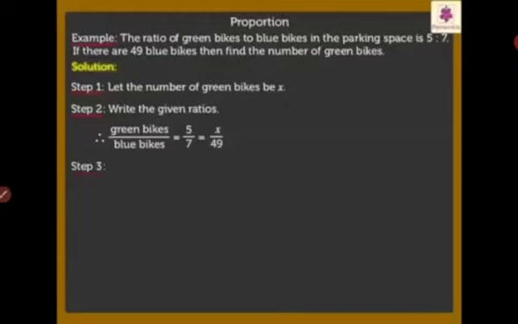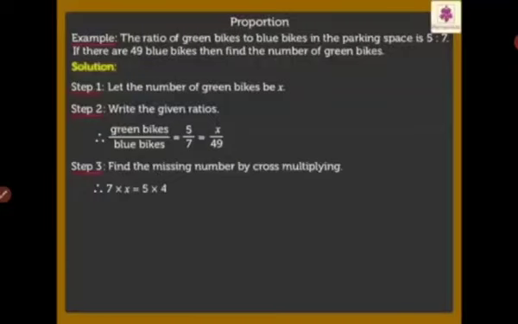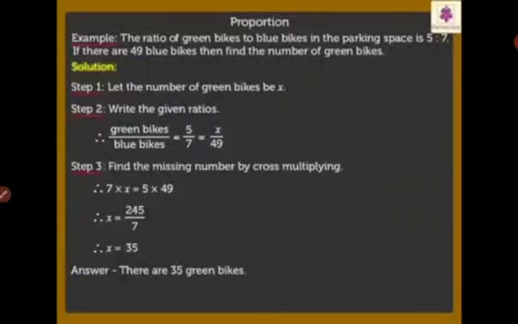Step 3. Find the missing number by cross multiplying. Therefore, 7 into x is equal to 5 into 49. Therefore, x is equal to 245 upon 7. Therefore, x is equal to 35. Thus, there are 35 green bikes.